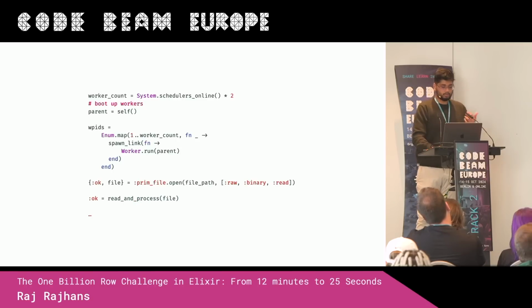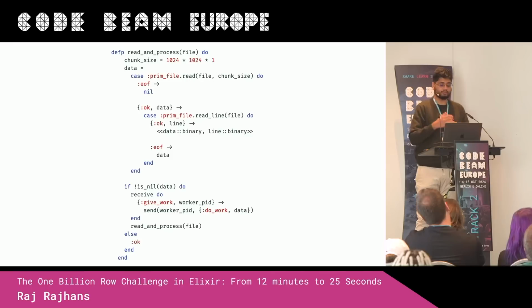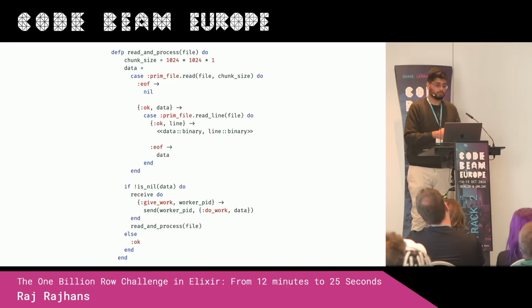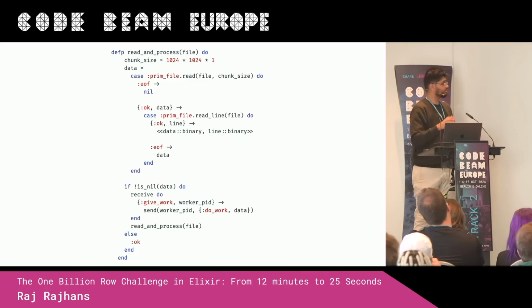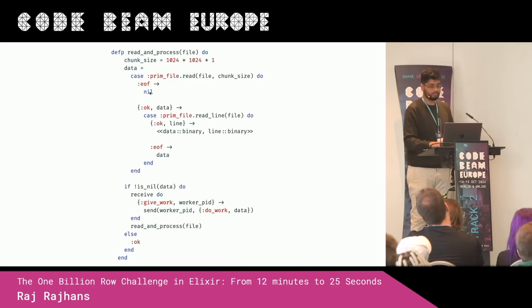At the call side, we boot up the workers, and then we open the file, we go into read and process, and in read and process, we do the same trick. We do a prim_file.read, prim_file.readline, get the whole data, and then we send it to a worker. Okay, how to send it to a worker? We can't just send, we have to wait for the worker to tell us that it needs work. We go into a receive loop, it will tell us that it needs work, and then we do a send to the worker. After that's done, we recursively call ourselves because this will just happen until the file has no more data. That's when prim_file will give us an EOF, and that's when the recursion will end.